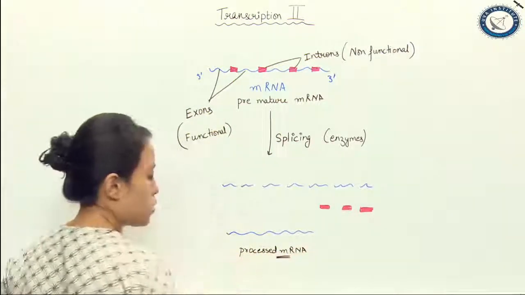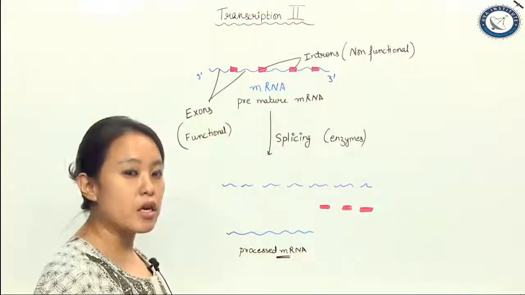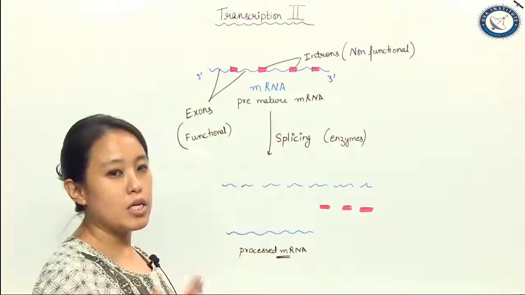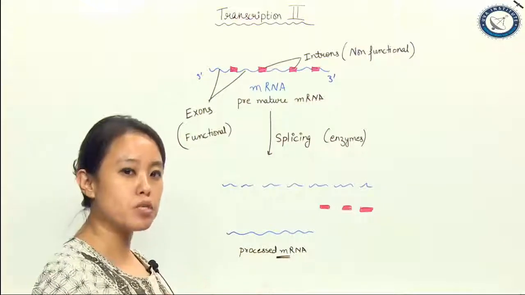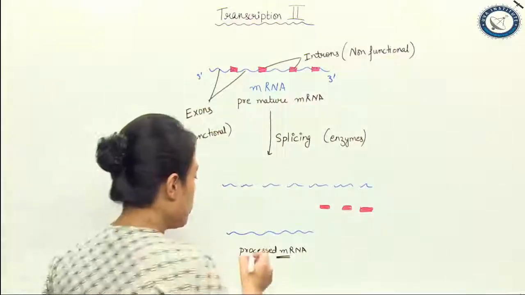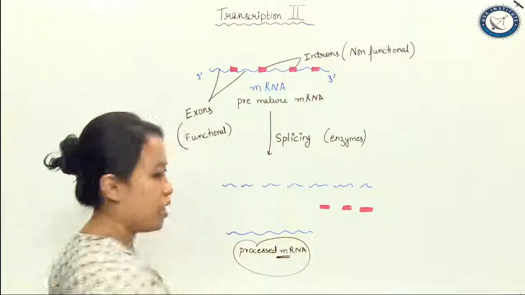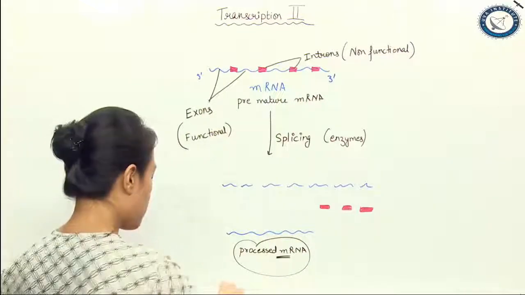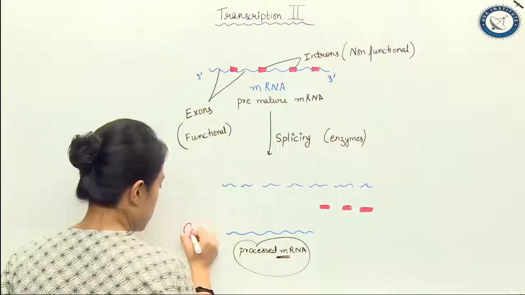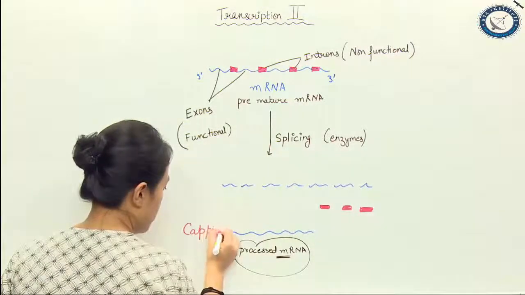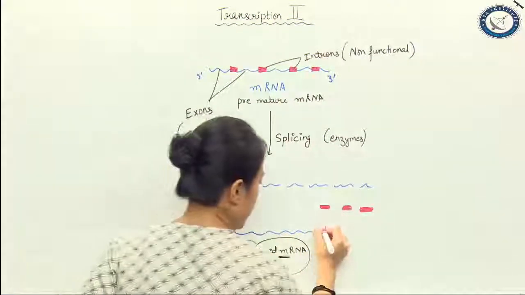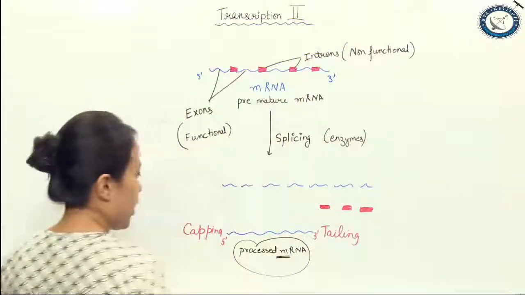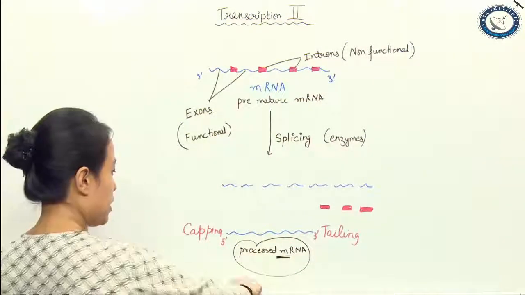But still this processed mRNA is incomplete. During the splicing procedure, it might tend to lose some important information. That is the reason we have to do one more step in order to make it a complete mRNA. Right now, it is not complete. So what am I going to do? I will do a process known as capping at the 5' end and tailing at the 3' end.